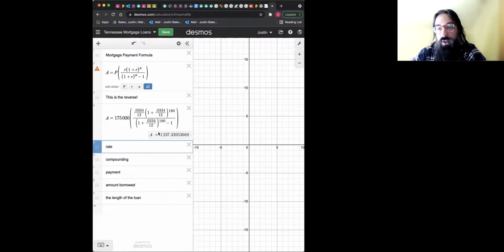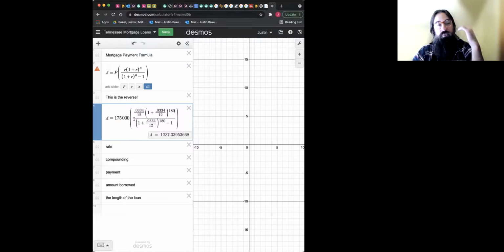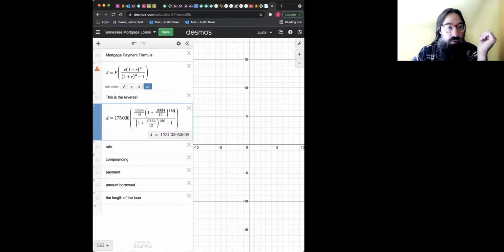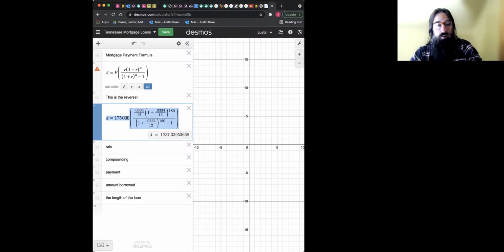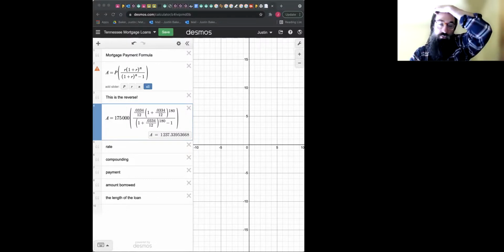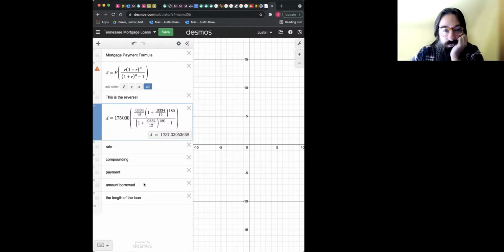Right, and there is the reveal. So that's the payment, 3.34%, 15 years, $175,000 borrowed. Okay, so that's the information that I wanted you guys to be able to find. I think I said that was problem 5. That was a lie. It's problem 6. Oops. No, that was 5.